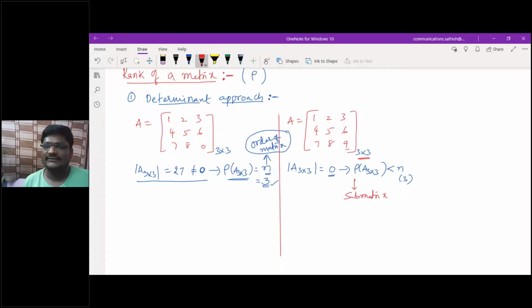Here total 9 elements will be there. From a third order matrix, totally 9 2 by 2 submatrices I can define. So see here, 1 2 4 5, next 2 3 5 6, next 1 3 4 6, like that. 4 5 7 8, next 5 6 8 9, next 4 6 7 8, then the middle elements. So likewise, total 9 2 by 2 submatrices I can form.